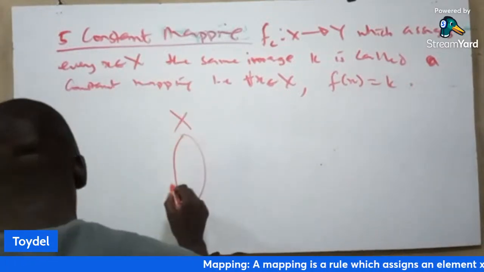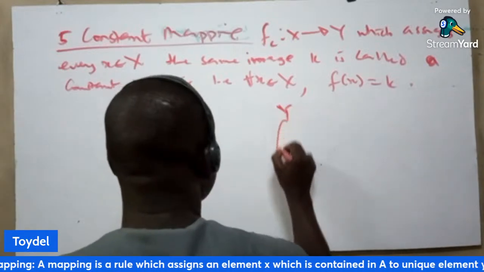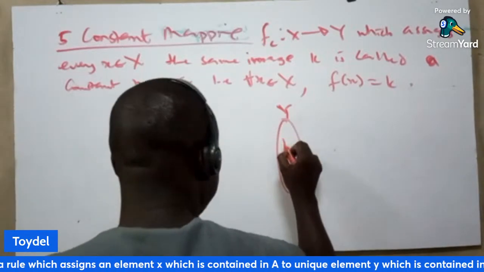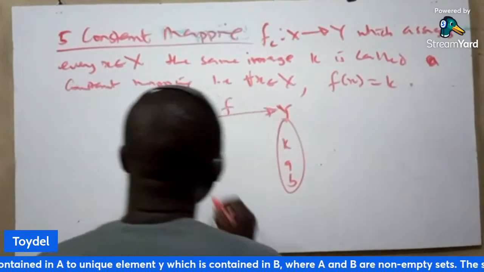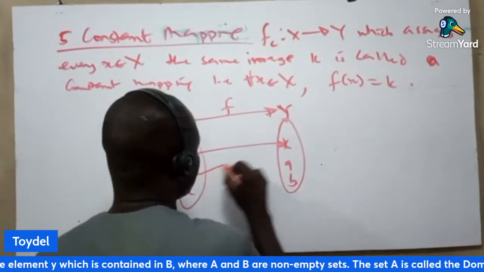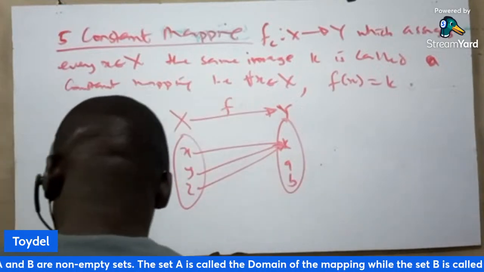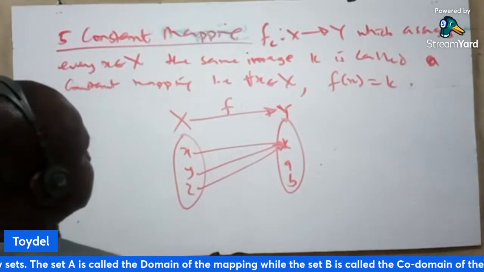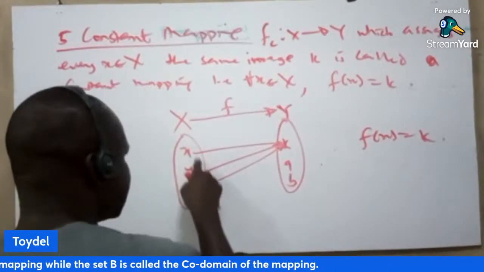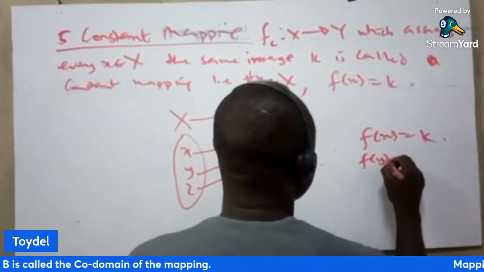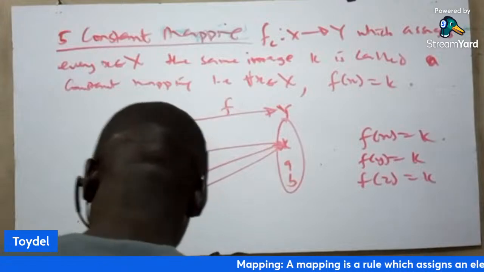This is the element of the domain. We have x, y, z, and the codomain, let's say Y, we have k, a, b. This is the relation f. In this case now, x is being mapped into k, y the same thing, then z, everything into one image. So that's why we said f of x is equal to k. F of x is equal to k, that is, every element that we have here, f of x, f of y also is equal to k, f of z is equal to k. Everything has the same image.